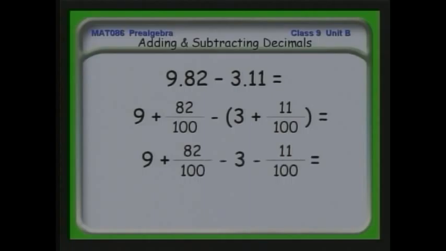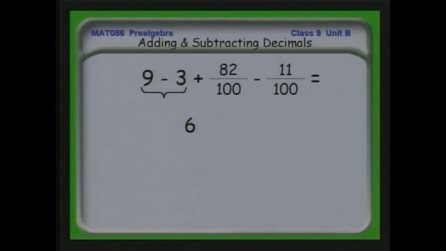Now we simplify that. We know that when we have minus something in brackets, we've seen that we need to take the opposite of each of the terms inside the brackets. When we do that, the plus 3 becomes a minus 3. The plus 11 100ths becomes minus 11 100ths. Now we separate the integers from the fractions and perform the mathematics. Remember that since we have the same denominator, 100, in each of these fractions, it's going to be relatively easy to perform that subtraction.